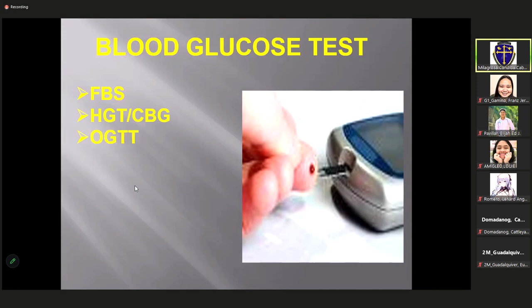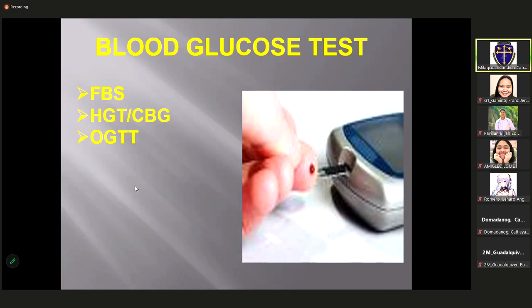Alright? So, we also have this OGTT or oral glucose tolerance test. This is fasting overnight and a blood sample will be taken in the morning. Then after the blood sample is taken, the patient drinks glucose, around 75 grams. Then a blood sample is taken again from the client, for 3 hours. This is a 3-hour monitoring of the blood glucose of our patient.